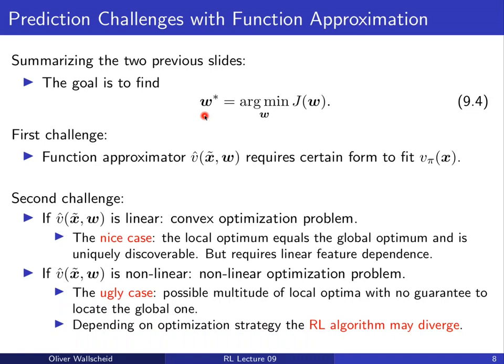So this is really a serious issue here. If we have to apply nonlinear function approximation, there are two very big challenges. The first one is that we may only find a local optimum and not the global optimum, which may be much worse compared to the global one, and of course the general risk of diverging with our algorithm.